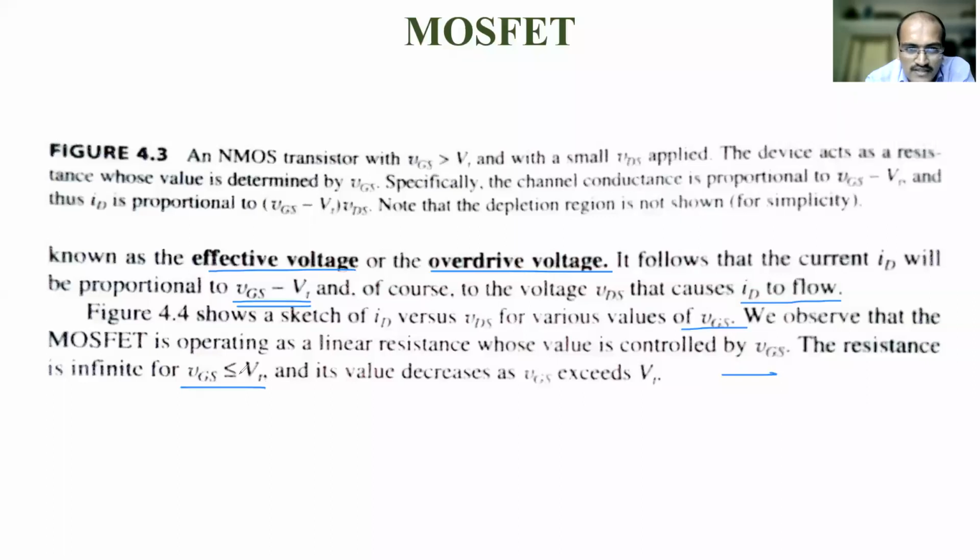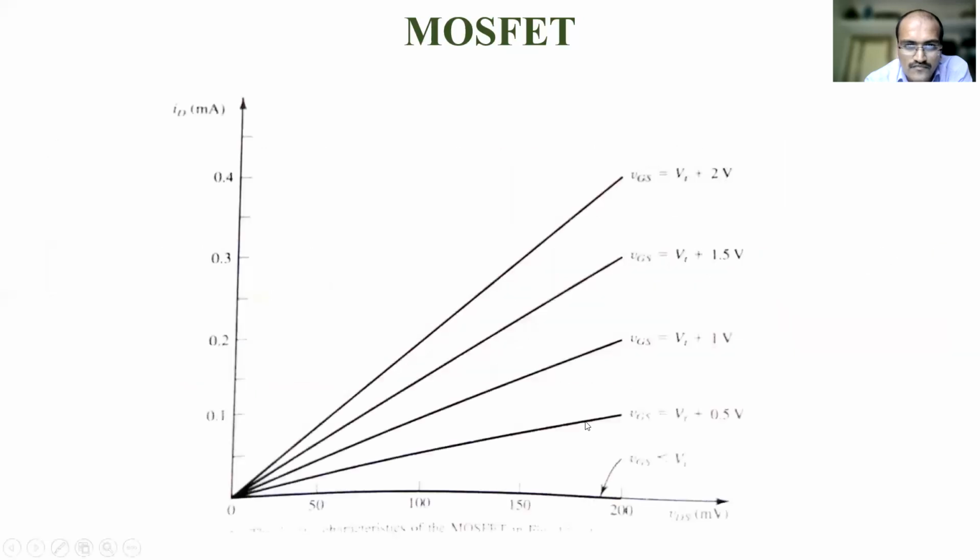If you apply VGS approximately equal to VT, a channel will be induced. If you still increase VGS, that we call the overdrive voltage. Then current conduction will be more, and it will act as a linear resistance. Linear characteristics it will show. That I will show you now as a diagram, the characteristics. So these are the characteristics of the MOSFET.